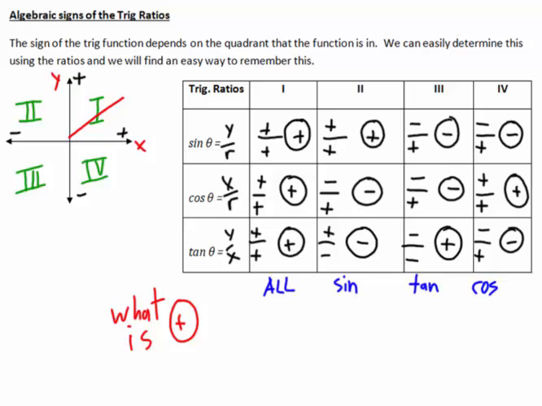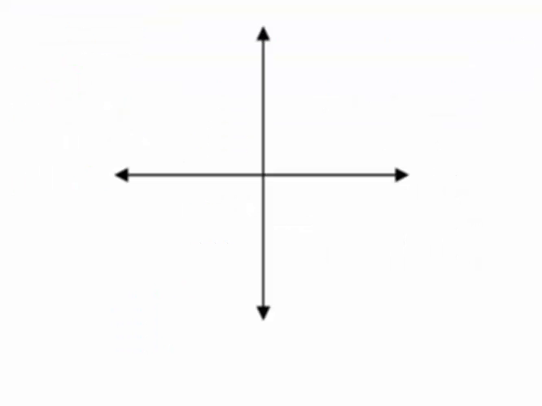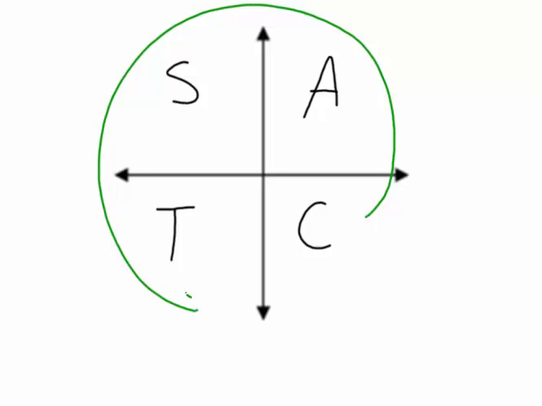And this whole activity was to allow us to find an easy way to remember this. And by far the easiest way to remember this is to look at your coordinate grid and remember that in quadrant 1, all of the trig ratios are positive. In quadrant 2, sine is positive. In quadrant 3, tangent is positive. And in quadrant 4, cosine is positive. And if you recognize, if we start at C and work our way around, we have what's called the CAST rule.